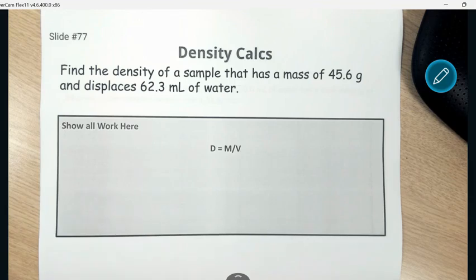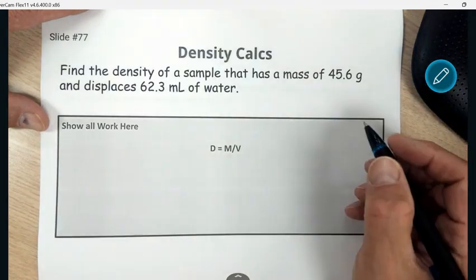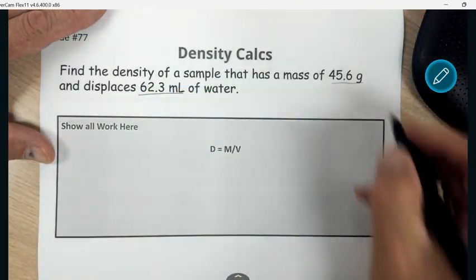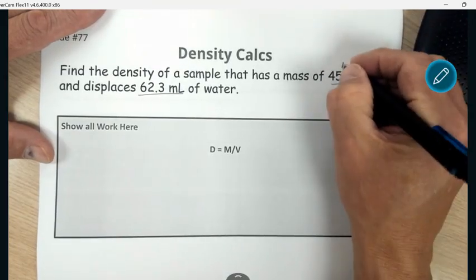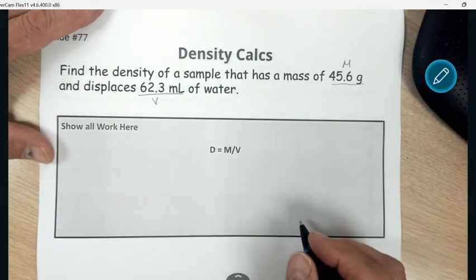When you read this problem, find the density of a sample that has a mass of 45.6 grams and displaces 62.3 milliliters of water. These two numbers are the things that you have to figure out what they represent. Since this is grams, this is representing a mass. Since this is milliliters, this is representing a volume.